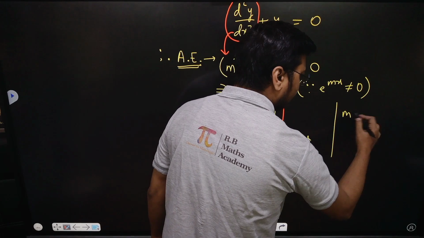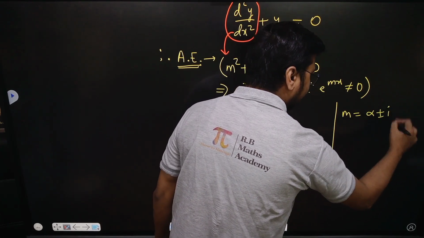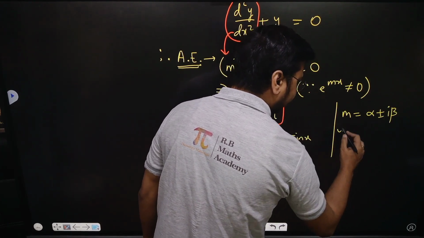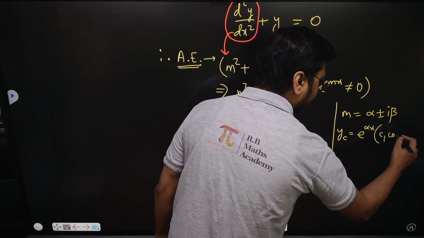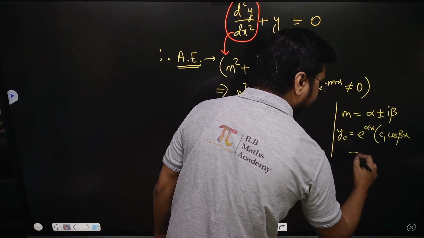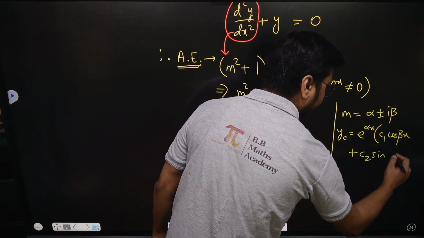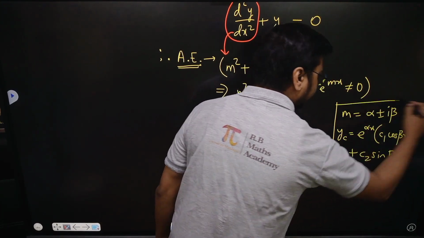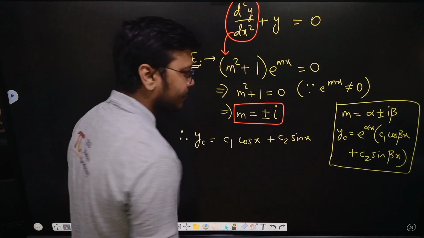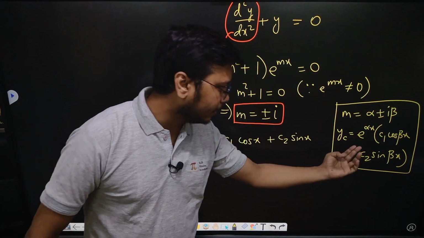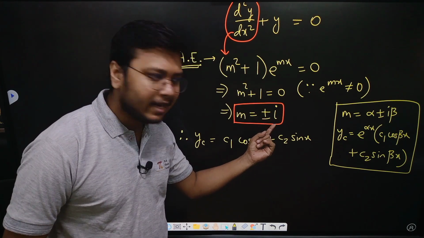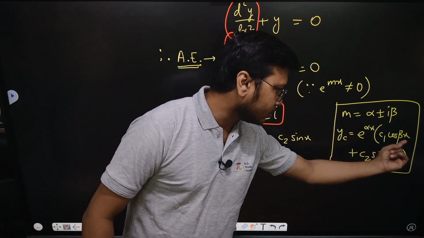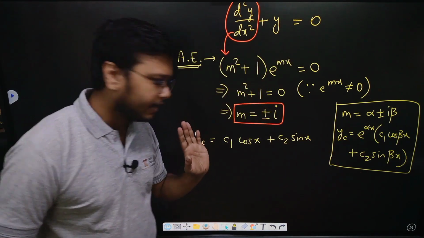If m was α ± iβ, then our yc would have been e^(αx) (c1 cos βx + c2 sin βx), right? This was the generalized thing. Here my α part is 0, so I don't have the e^(αx) part, and my β value is 1, as you can see, so I have c1 cos x + c2 sin x, right?